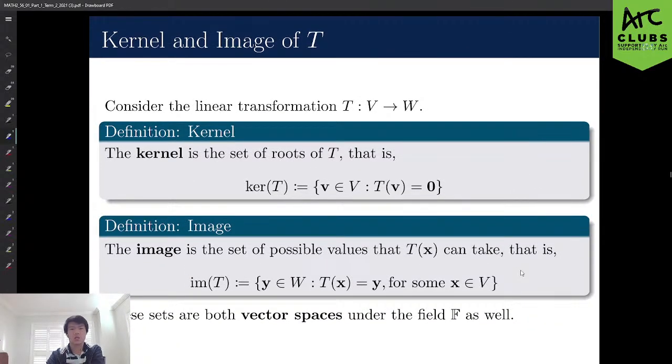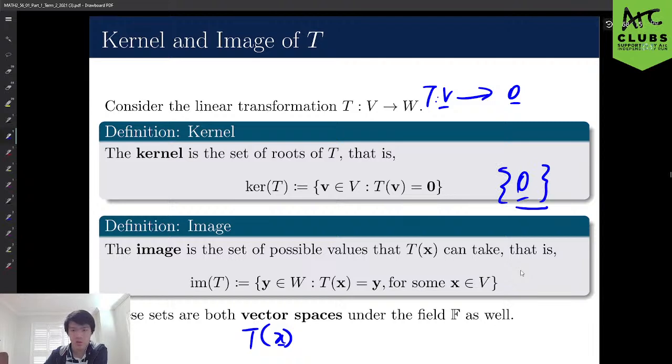And the image, just like Jay talked about, is a set of all possible values that T of x can take, right? So let's just think about that for a second. Basically it's equal to the set of all values that we can get by chucking something into this transformation, right? So for example, if our map is just the 0 map, T maps all things to 0. Then the image is just going to be the trivial subspace. If we do have something like that, the image is pretty simple, but generally the image is just kind of like the range of the function.